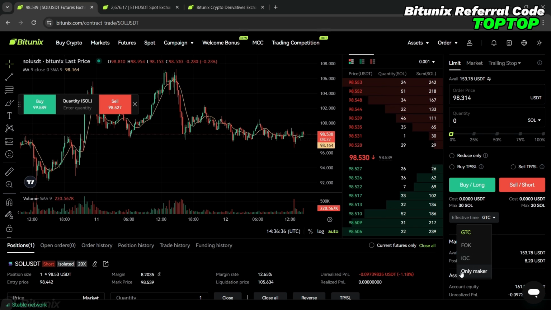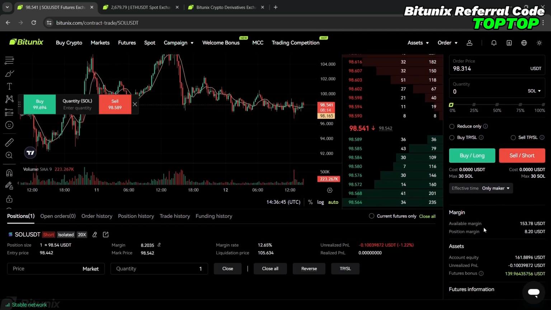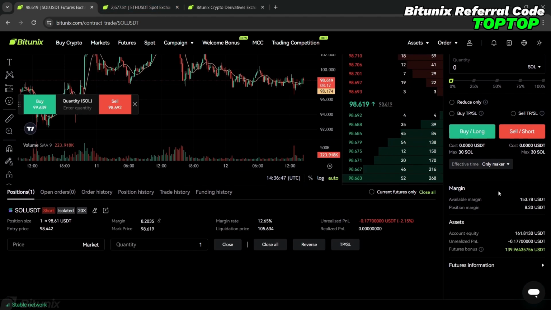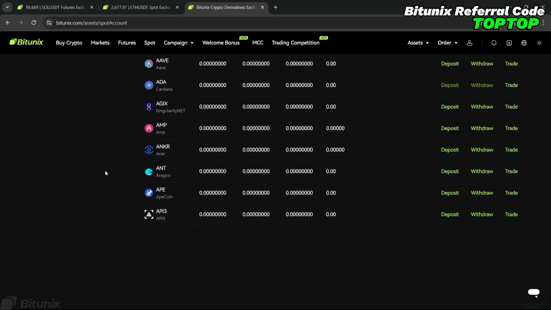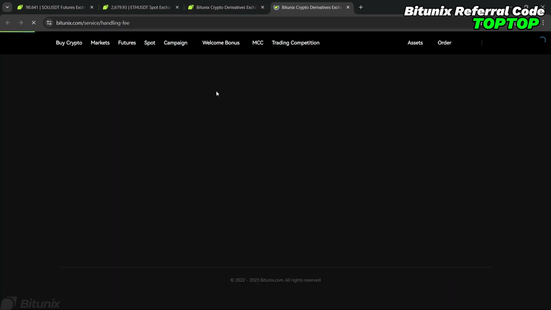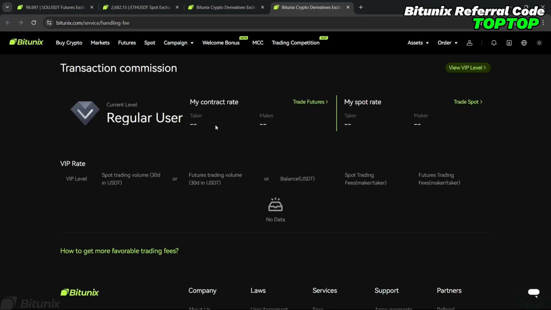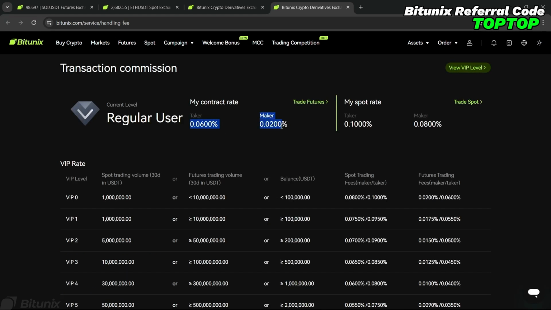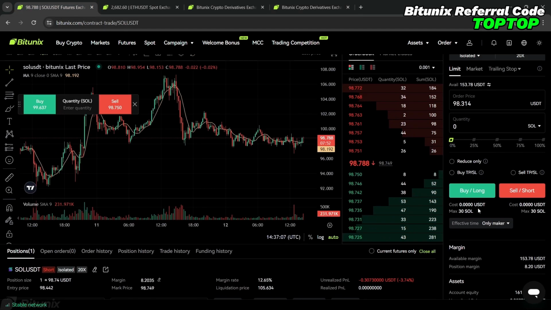We have IOC, and then we have Only Maker. Only Maker is really good because it will allow us to benefit from the lower trading fees, which you can always refer back to by checking the fee schedule at the bottom of any fees page over here. So, if I go ahead and click, you will see now what I'm talking about. If we choose maker-only orders, we're going to be paying 0.02% instead of 0.06%. That is a great way to get a nice little discount on your orders.